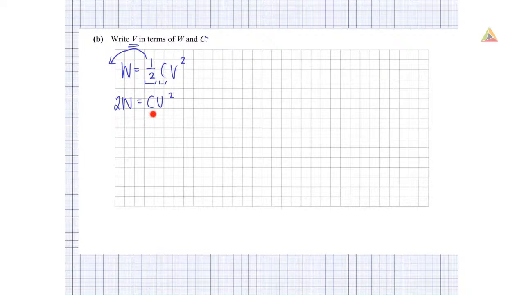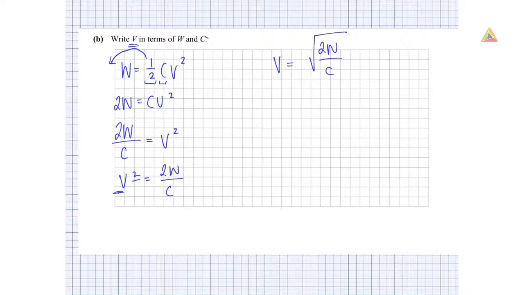So now what we need to do is bring C over this side as well. So C is going to become 2W divided by C is equal to V squared. So I'm just going to switch it around here for it to be V squared is equal to 2W over C, because I want to get V on its own. So we need to get rid of the squared term. When you bring it over the other side, it's going to be V is equal to the root of 2W over C. And that's the answer to the second part. So V is equal to the root of 2W over C.